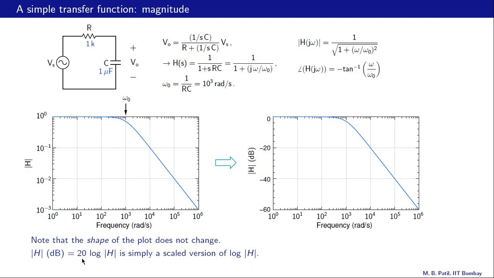So there is therefore a 1-to-1 correspondence between these two graphs. For example, mod h equal to 10 raised to minus 1 here, what does it correspond to? 20 times log of 10 raised to minus 1, which is 20 times minus 1, which is minus 20. So this point is in fact over here, and so on. So therefore the shapes are the same. What has changed is only this axis here.